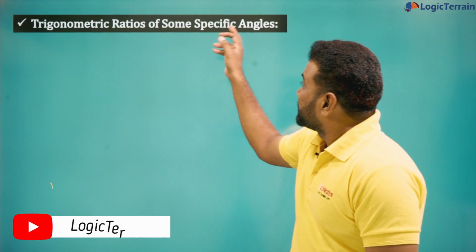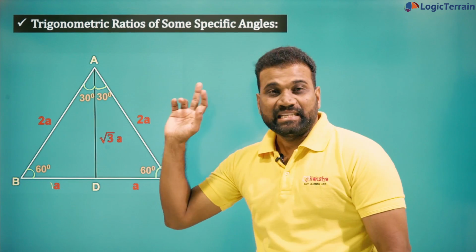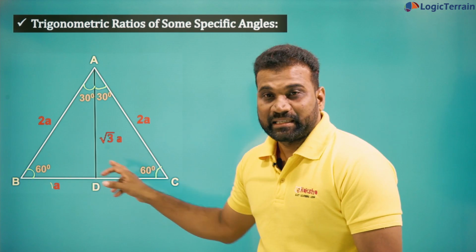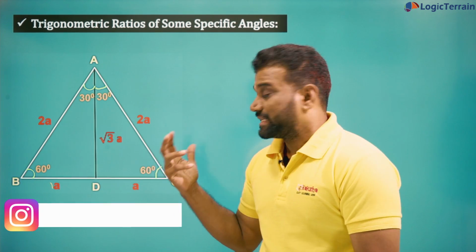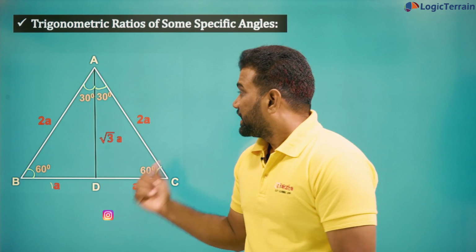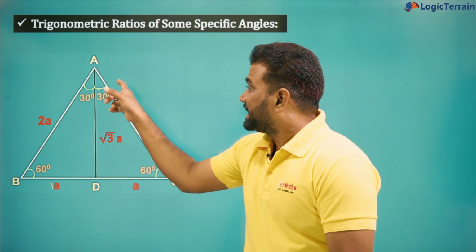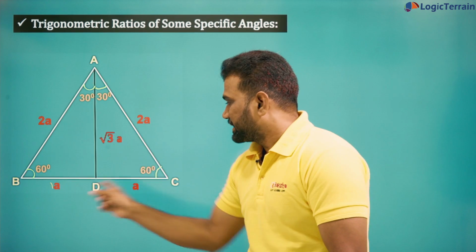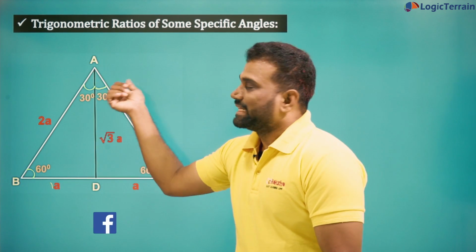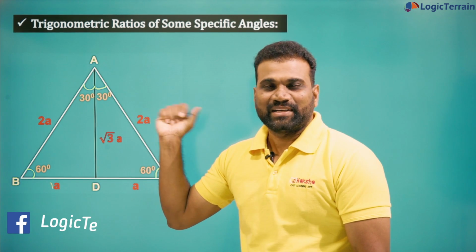Trigonometric ratios of some specific angles. Let's take an equilateral triangle ABC with side 2a. Here AD is perpendicular to BC. So, in other words, AD is the perpendicular bisector of BC, and AD also bisects angle A. Since it is an equilateral triangle, each angle is 60 degrees, right? So AD bisects angle A, which gives 30 degrees, right?